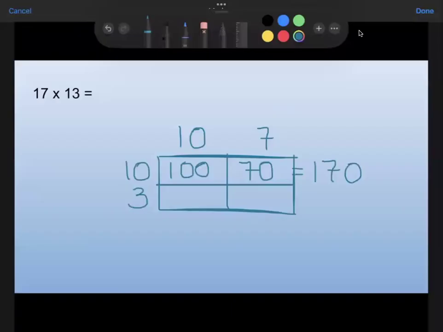Okay, in the left on the bottom, that's 3 times 10, which is 30. And then 7 times 3 is 21, and that equals 51. Now we can add those together. So we'd get 1 here, 12 here, and 2 here. Final answer to this would be 221.